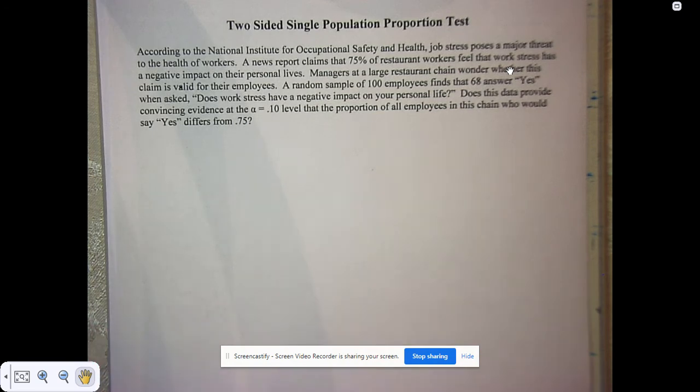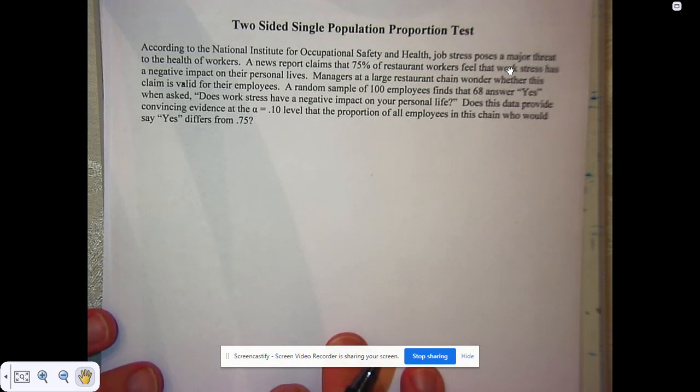But anyway, according to the National Institute for Occupational Safety and Health, job stress poses a major threat to the health of workers. A news report claims that 75% of the restaurant workers feel that stress has a negative impact on their personal lives.